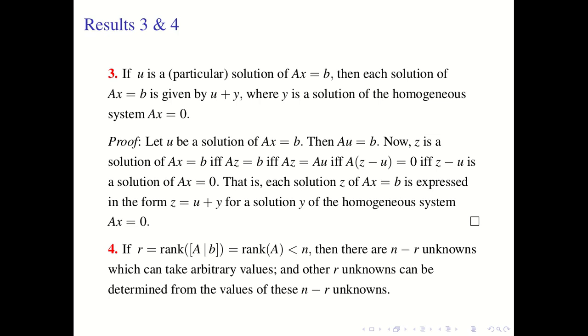Suppose this rank is strictly less than n. Then there are n minus r unknowns, which can take arbitrary values, and the other r unknowns can be determined from the values of these n minus r unknowns. This is something that we saw while solving example 2 in the last lecture. The proof is essentially the same as what we did in that example. Let's go through the proof.